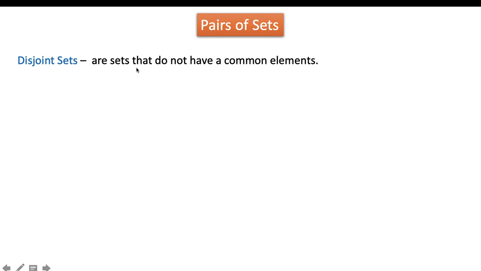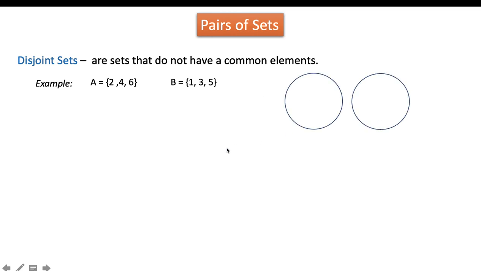Disjoint sets are sets that do not have common elements. Let's say we have a given set A containing 2, 4, 6, and set B containing 1, 3, 5. Using a Venn diagram, we can see visually that there is nothing in common between the two sets. Therefore, these two sets are said to be disjoint sets.